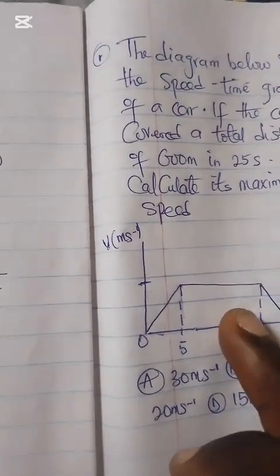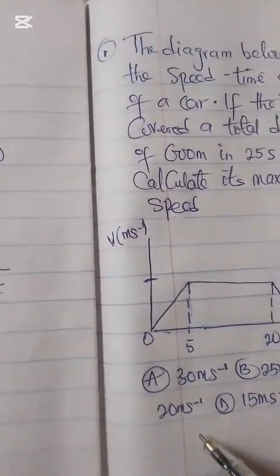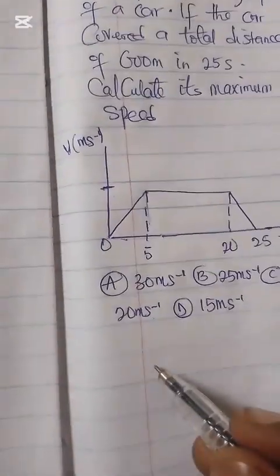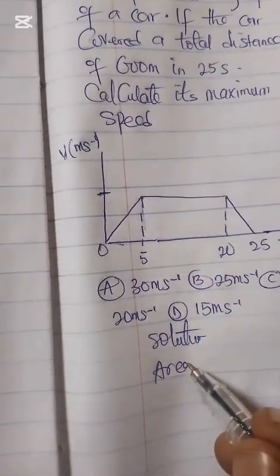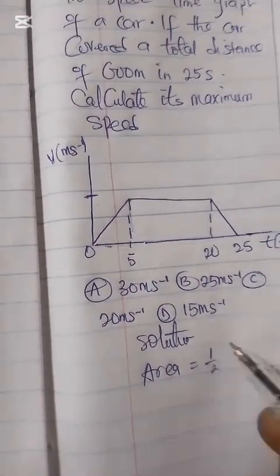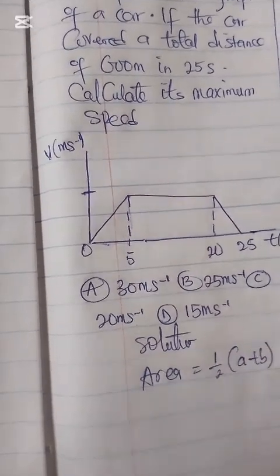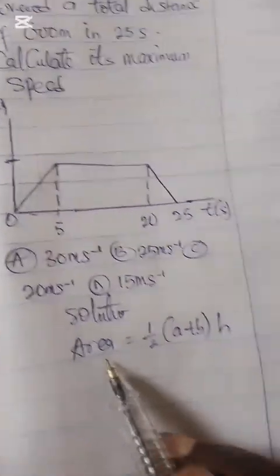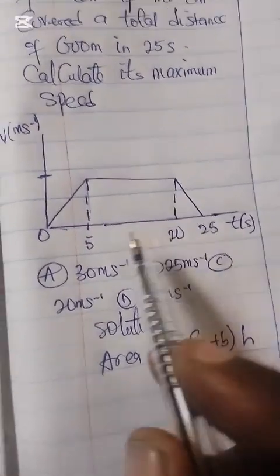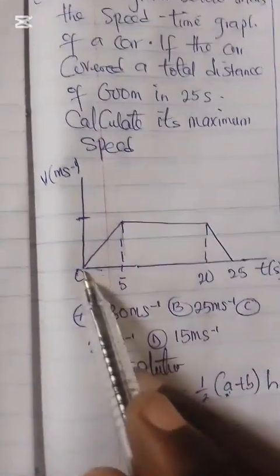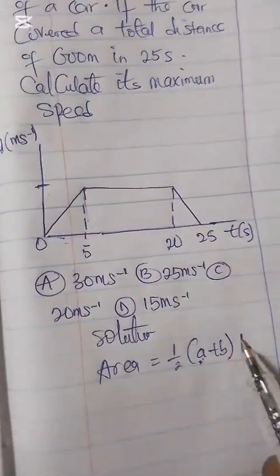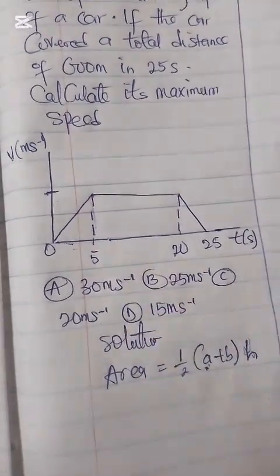This shape is a trapezium, and the formula for the area of a trapezium is 1 over 2 (a + b) times h. So this is the area. Then this represents one of the sides. Let's say from here to here, that is your a. Then from here to here is your b. Then the h represents the height, which is the velocity.